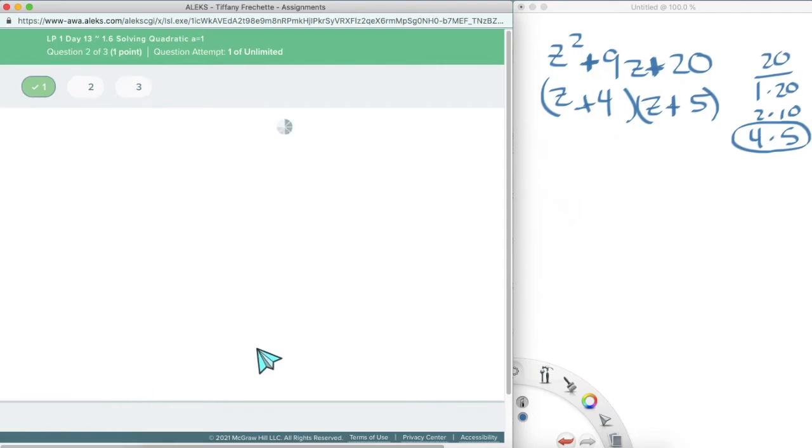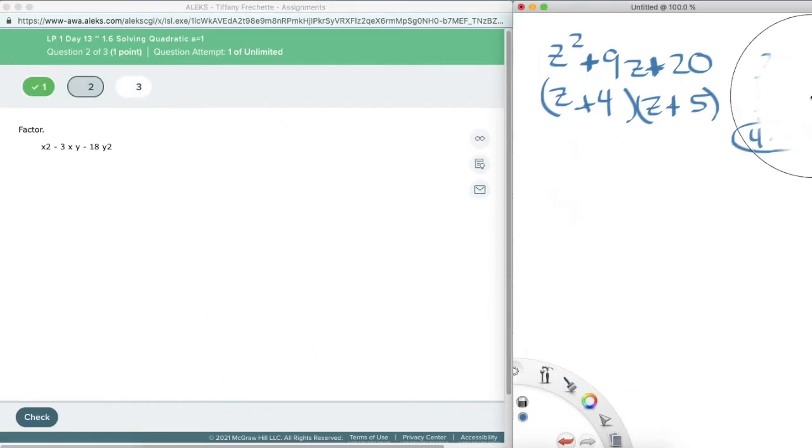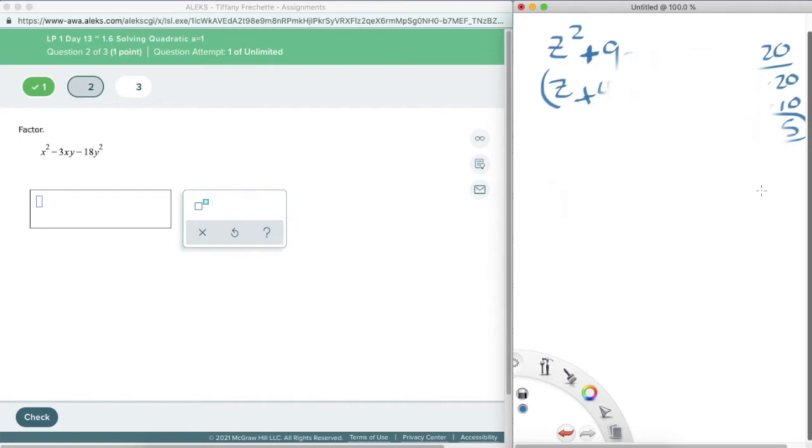Next. Whoops. Didn't mean to grab the edge there.